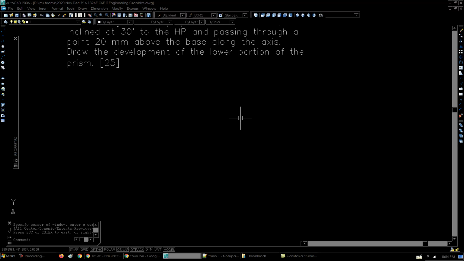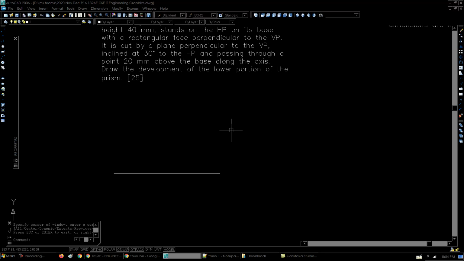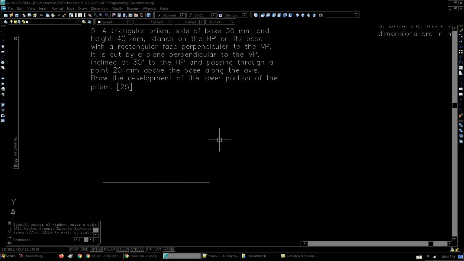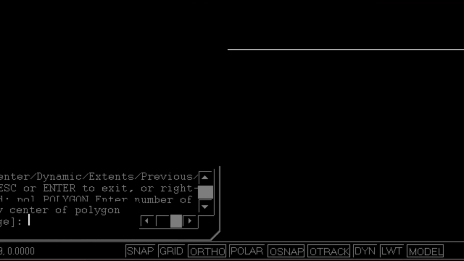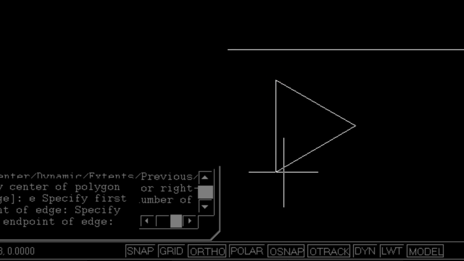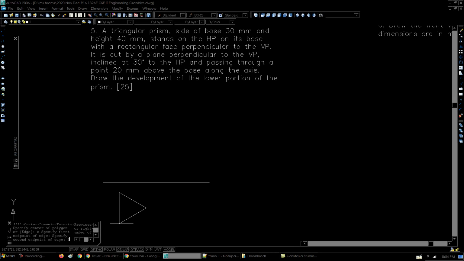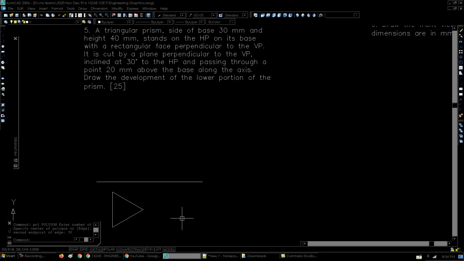Of course, the starting point for all the projection problems is the XY line. So let us draw the XY line, and then we'll have to draw a triangle. For the triangle, I'll just take a polygon command with 3 edges. I'll use the edge method for drawing, and there goes my triangle. The edges of the triangle need to be 30 mm long, so edge length I will feed 30. So this here is the top view of my prism.